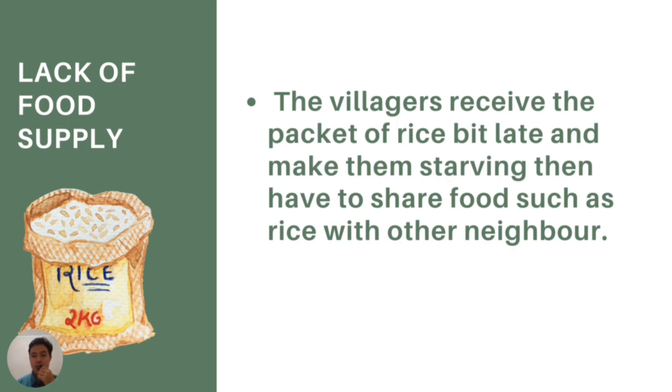The villagers need to wait for the supply to come at 5 o'clock in the afternoon. They always ask for the packet of rice earlier, at 7 o'clock in the morning, but it is still sent at 5 o'clock in the afternoon. This makes the villagers starve in the morning, and they have to ask other neighbors who have rice and ingredients to share with each other and cook some food.